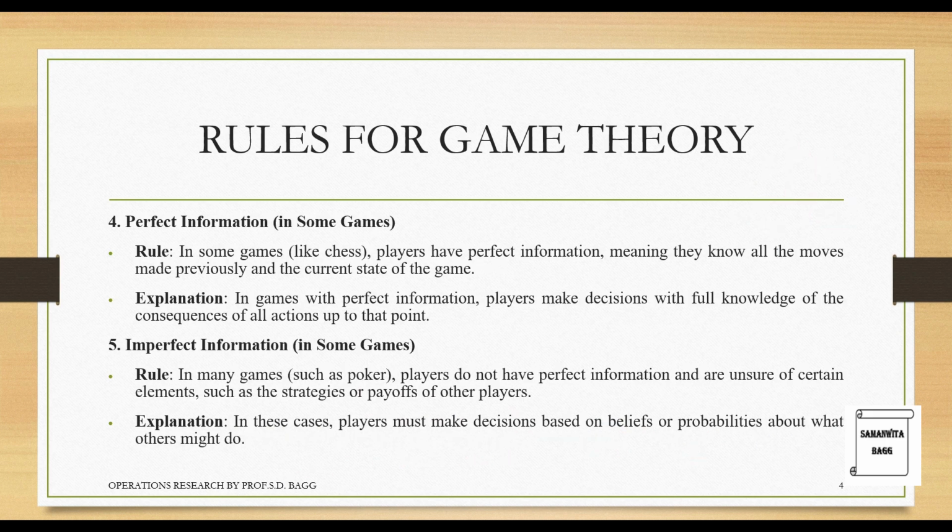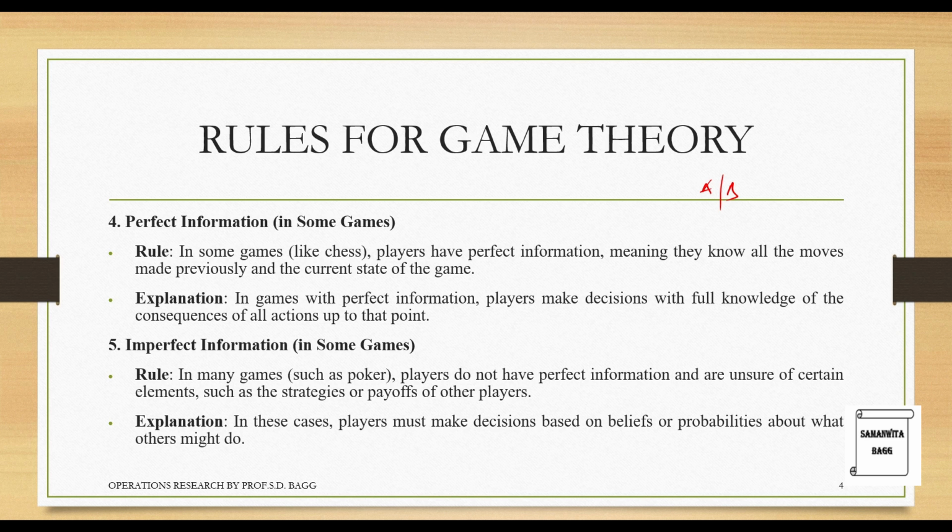The fourth one is perfect information in some games. Rule: in some games like chess, players have perfect information, meaning they know all the moves made previously and the current state of the game. In games with perfect information, players make decisions with full knowledge of the consequences of all actions up to that point. So basically in chess, when two players are playing, say, A and B, they have definitely played the game many times. They know what will be the consequence of whatever moves they are making. They may also know the next 4-5 moves that are going to be played because they have played so many times. So that's called perfect information in a game.